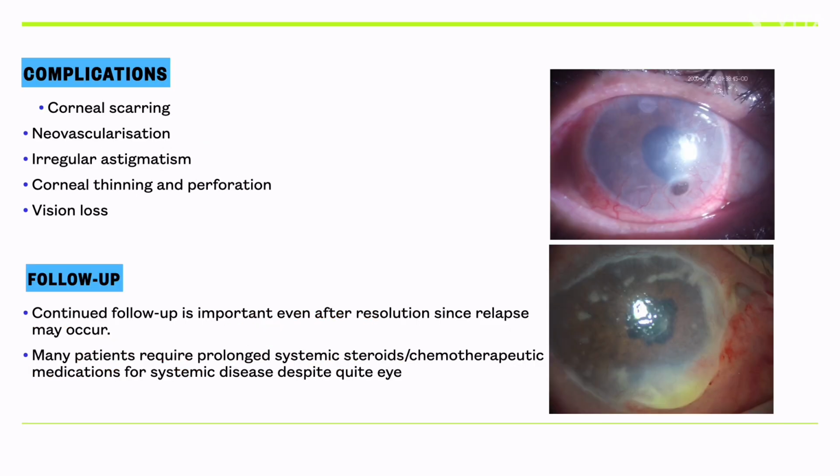Now, coming to the complications, PUK can lead to permanent structural changes, including corneal scarring, neovascularization, and a high amount of irregular astigmatism. The most severe risks are progressive corneal thinning and perforation, which can lead to irreversible vision loss if not managed aggressively. And for follow-up, continued long-term follow-up is mandatory even after the initial ulcer appears to have resolved, because relapses are very common.